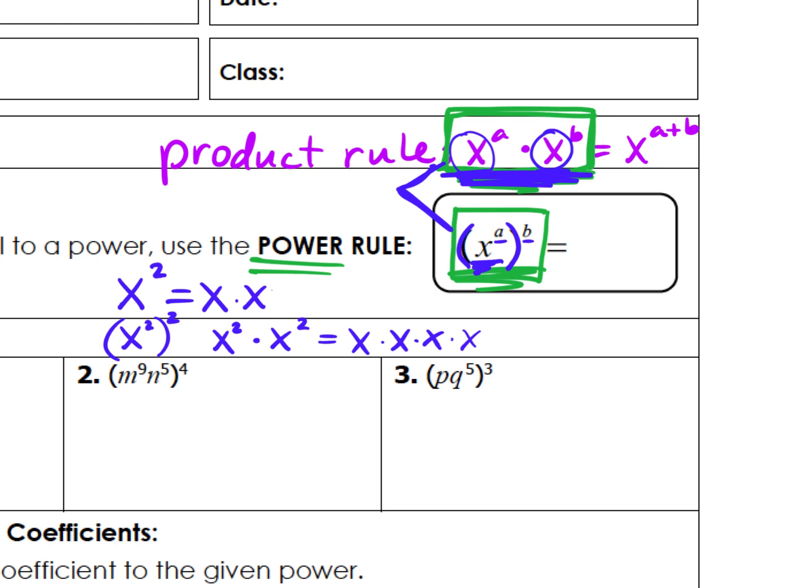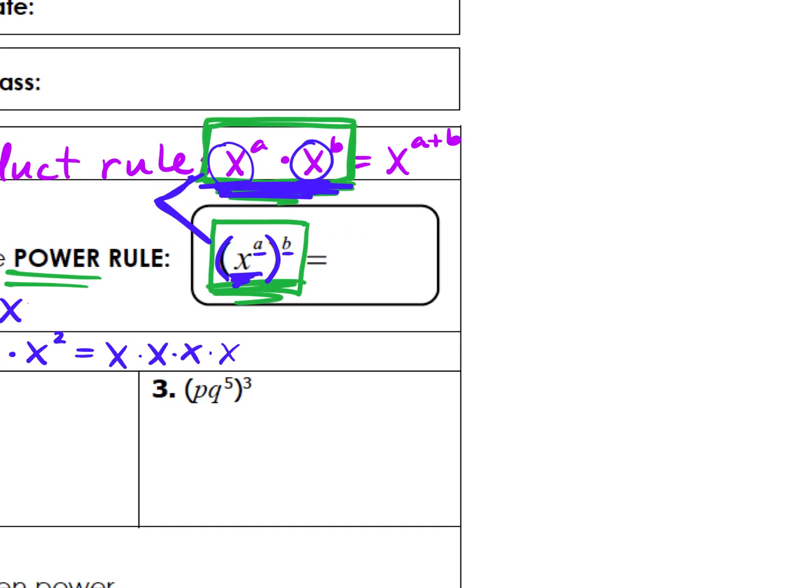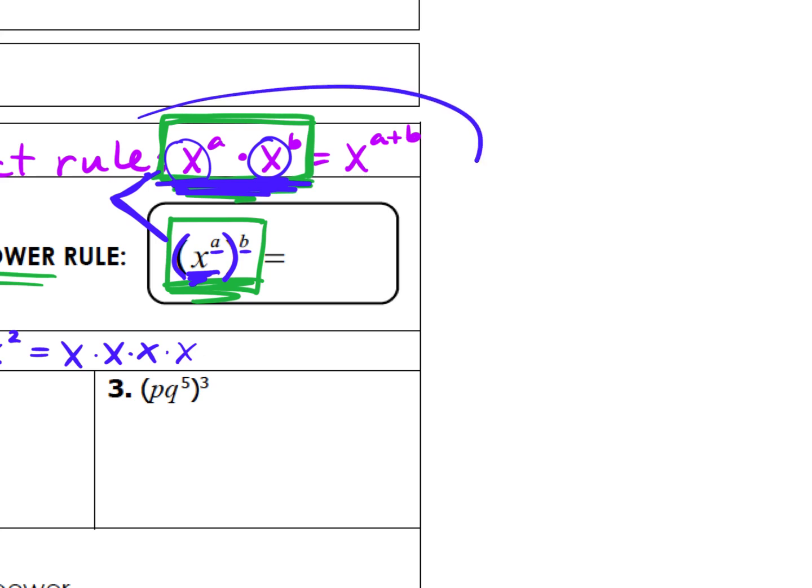So I think what you need to try to train your brain to do on these is think about what does that mean? Not just what's the rule, but what does it mean in this situation? Because if you can figure out what it means, then you can usually figure out what rule is applied to it, okay? So think about it this way. If I have x to the a times x to the b, that's x to the a plus b. But if I have x to the a power, and I take that to another power, what ends up happening is you multiply your exponents now.